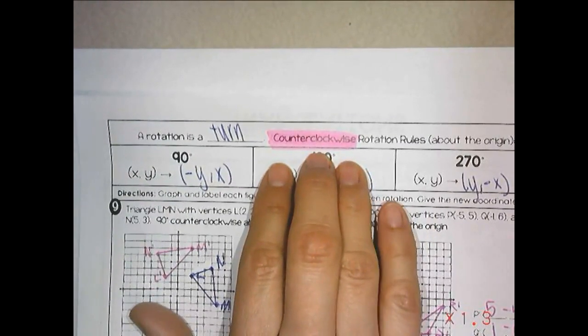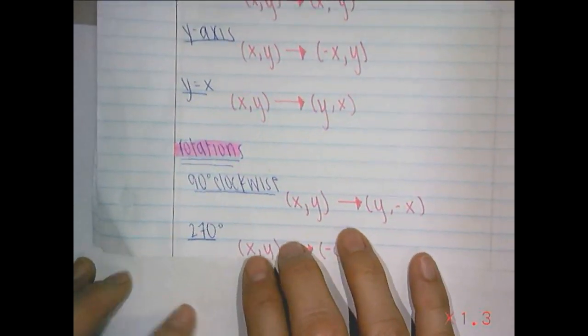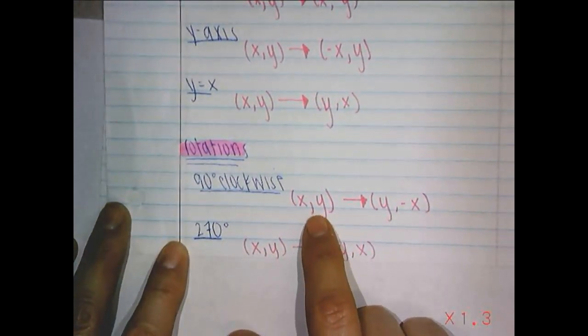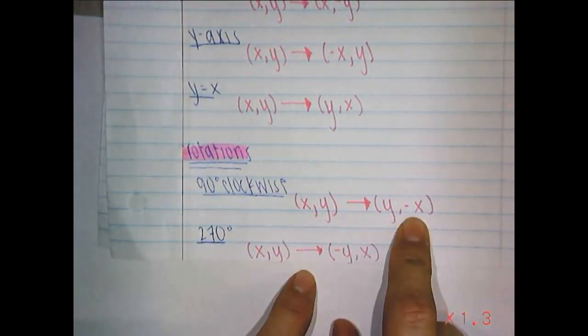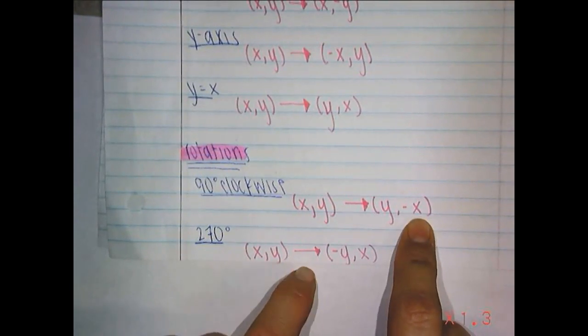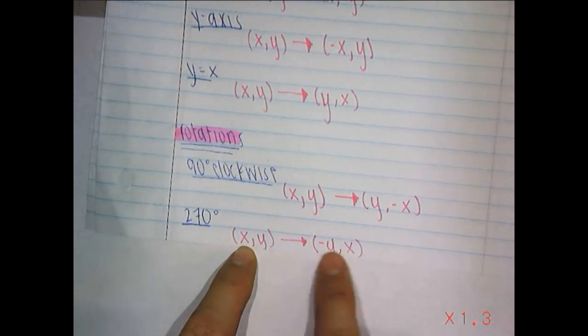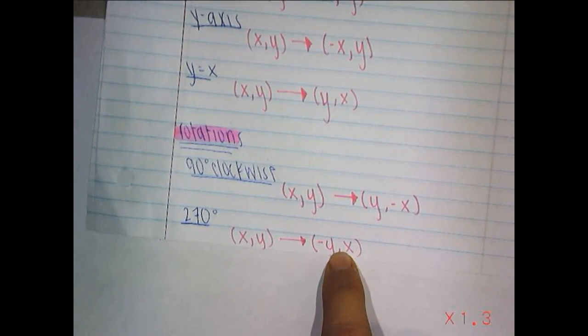So we just talked about counterclockwise about the origin. Now, I'm going to show you clockwise about the origin. So if it's 90 degrees clockwise, again, the X and the Y trade places, but the X becomes opposite this time. In 270, again, the X and the Y trade places, but the Y becomes opposite. All right, and that's your rules for rotations.